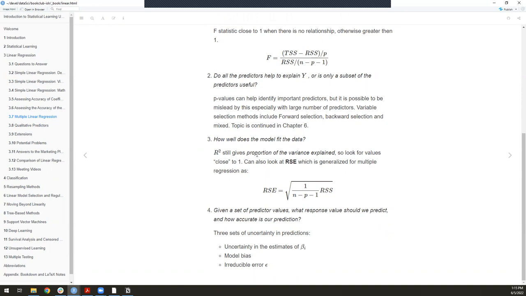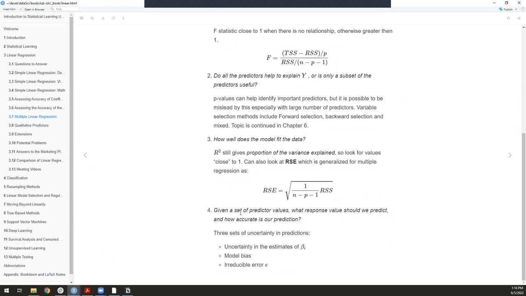And then the next thing is, how well does the model fit the data? That's the third question. Here, R squared is still a good statistic to look at: the proportion of variance explained. They also mention looking at the RSE, but now the RSE is different because you have fewer degrees of freedom. It's RSS divided by n minus p minus one. It's the same formula, but now instead of a two, you have p, the number of parameters you're fitting, because you have to include the intercept.